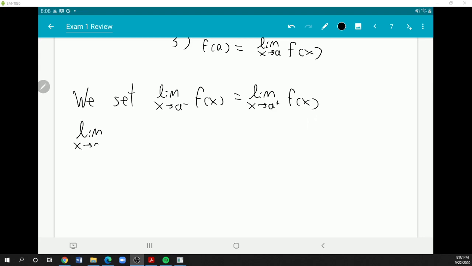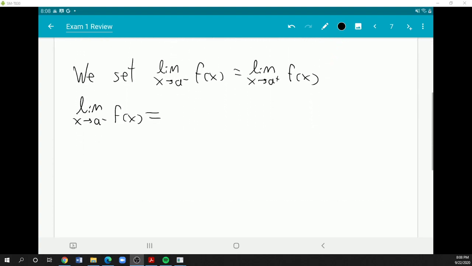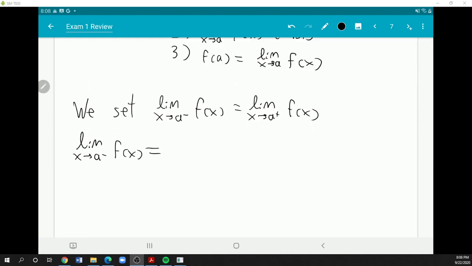So the limit as x goes to a from the minus of f of x. Let's go ahead and take a look at our function. So if we're less than 2, we are x squared plus 3x plus c. And as a matter of fact, I don't want to say a here because I know the number that I'm interested in, as x goes to 2. So we have 2 squared plus 3 times 2 plus c, which equals, 2 squared is 4, 3 times 2 is 6, so this is 10 plus c.